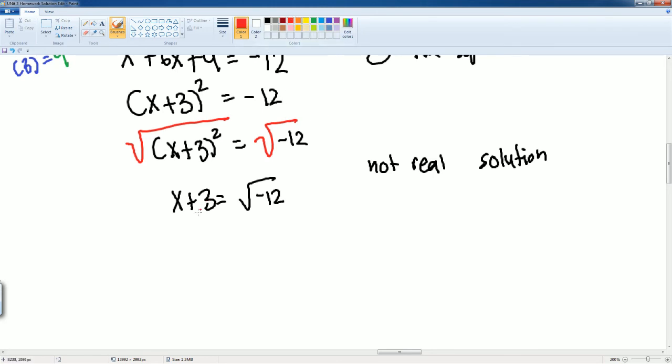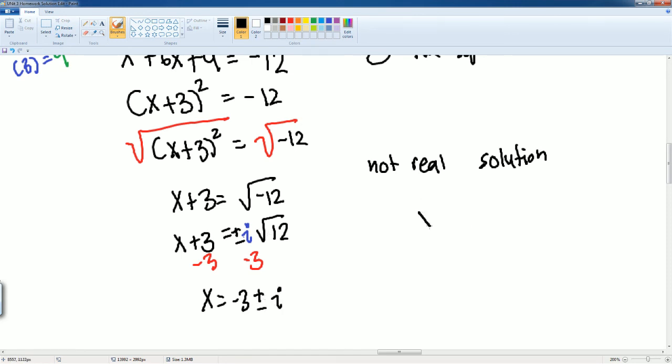What you can do is you can actually do this in the next unit. This becomes an i. And then this keeps as just a radical 12. Okay, x plus 3. Then we can subtract 3 from both sides. Your answer, oh, we forgot the plus and minus here. So the answer here is x is equal to negative 3 plus and minus i.